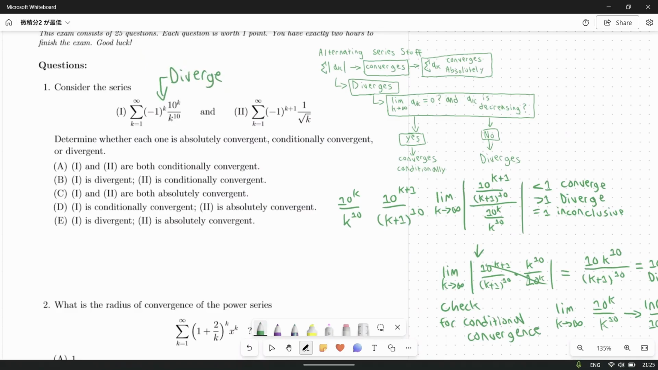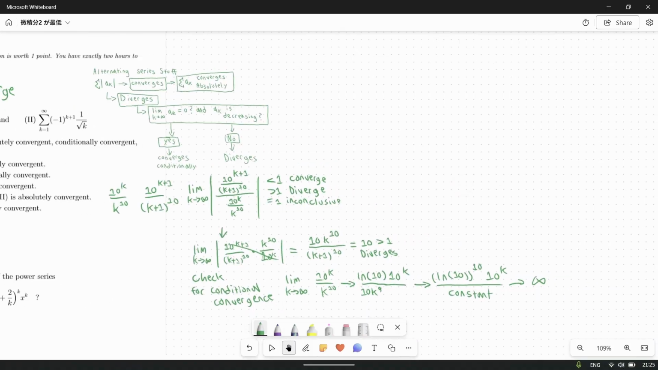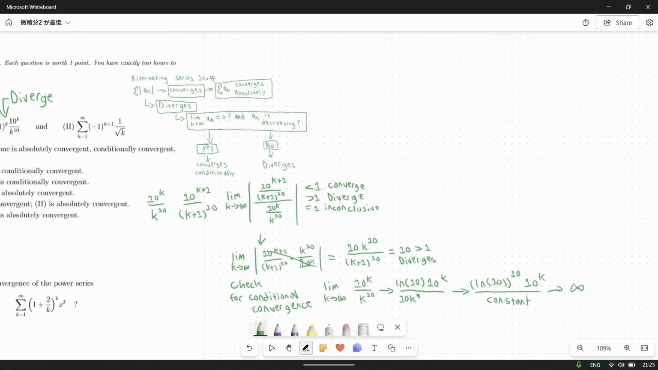Now, moving on to the second series. The second series is going to be a little bit easier to deal with because we don't really have to do a ratio test to check for anything. Because what you'll see here is we can just use the rules of a p-series, and we can use that to say that this series is going to diverge. Because we can see here, let me write it over here.